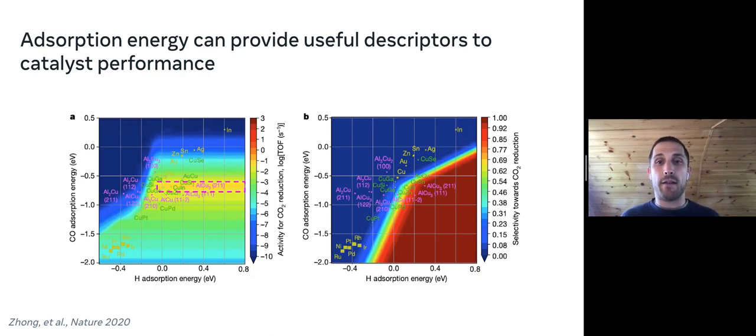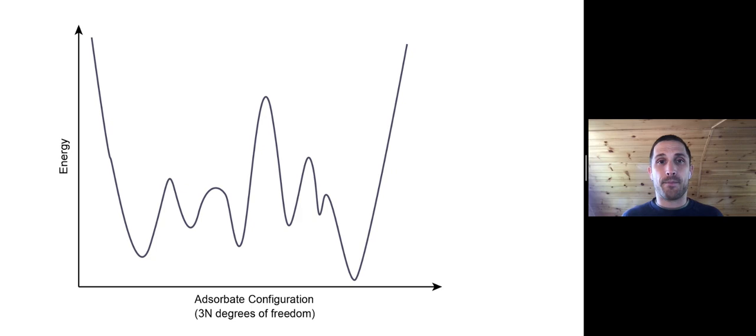For activity on the left, you can see that you want a catalyst in the yellow-orange region, which I put a box around. And for selectivity, you want something in the red. And they don't perfectly overlap, so there's some trade-offs to be made. But the important takeaway here is that these simple descriptor methods, utilizing adsorption energies, can be used to screen catalysts.